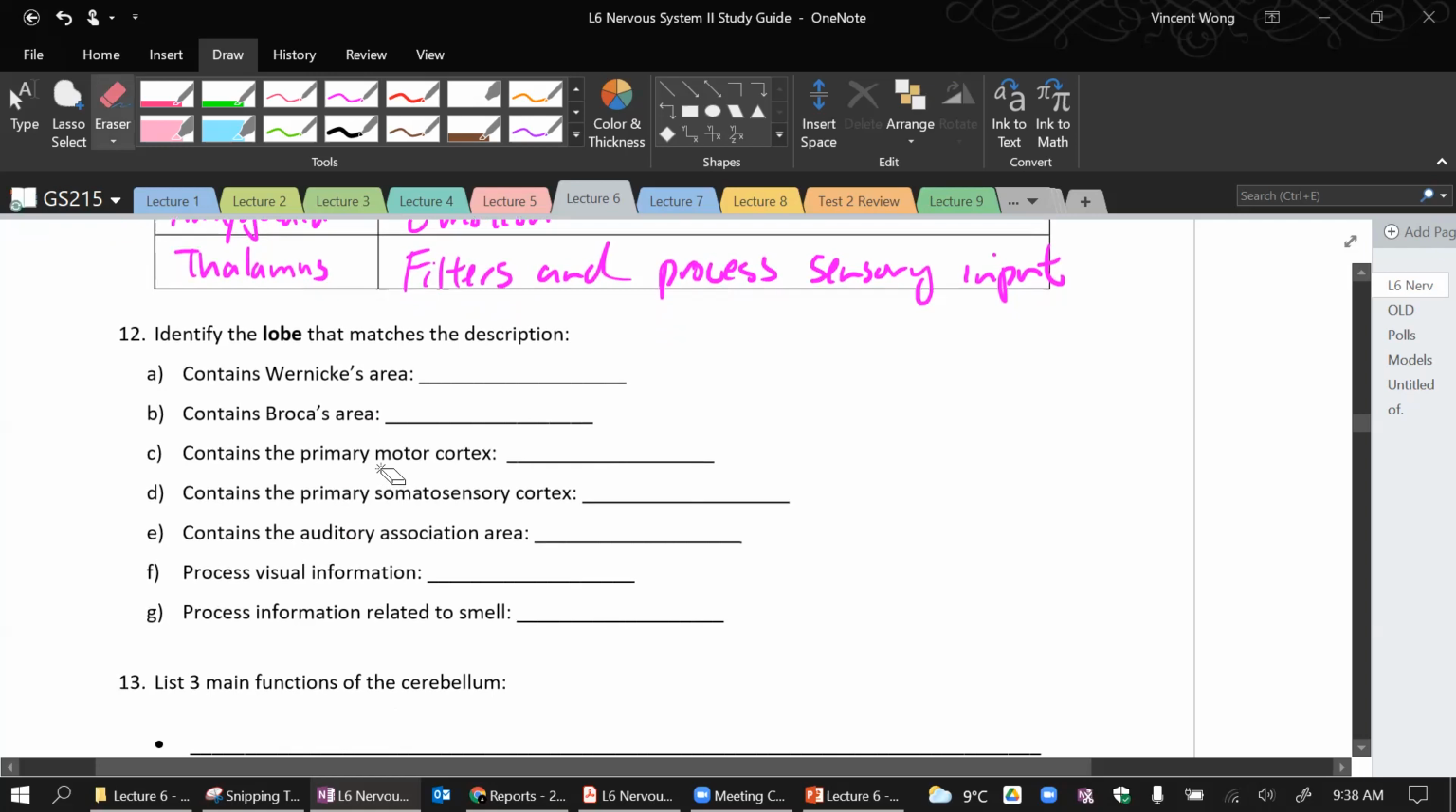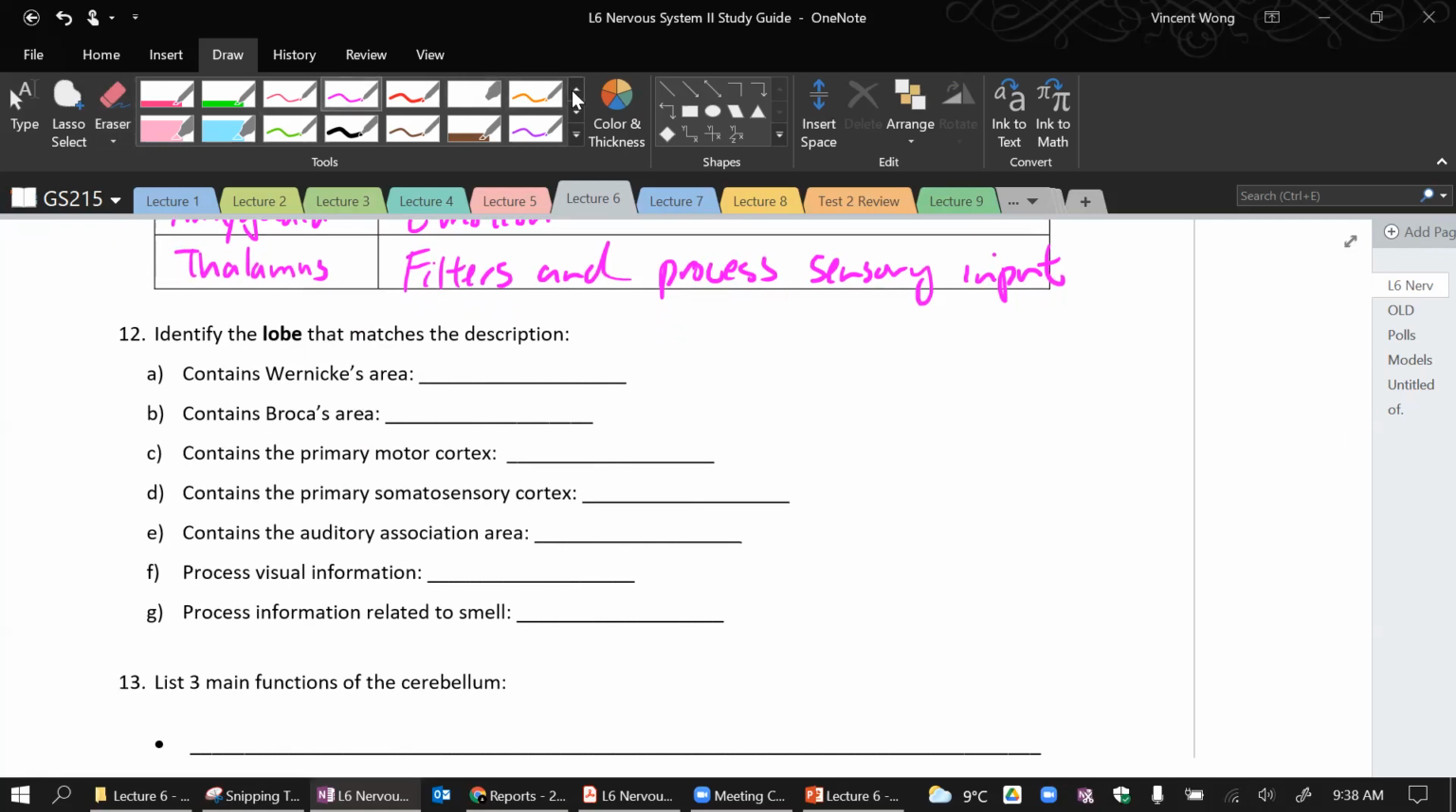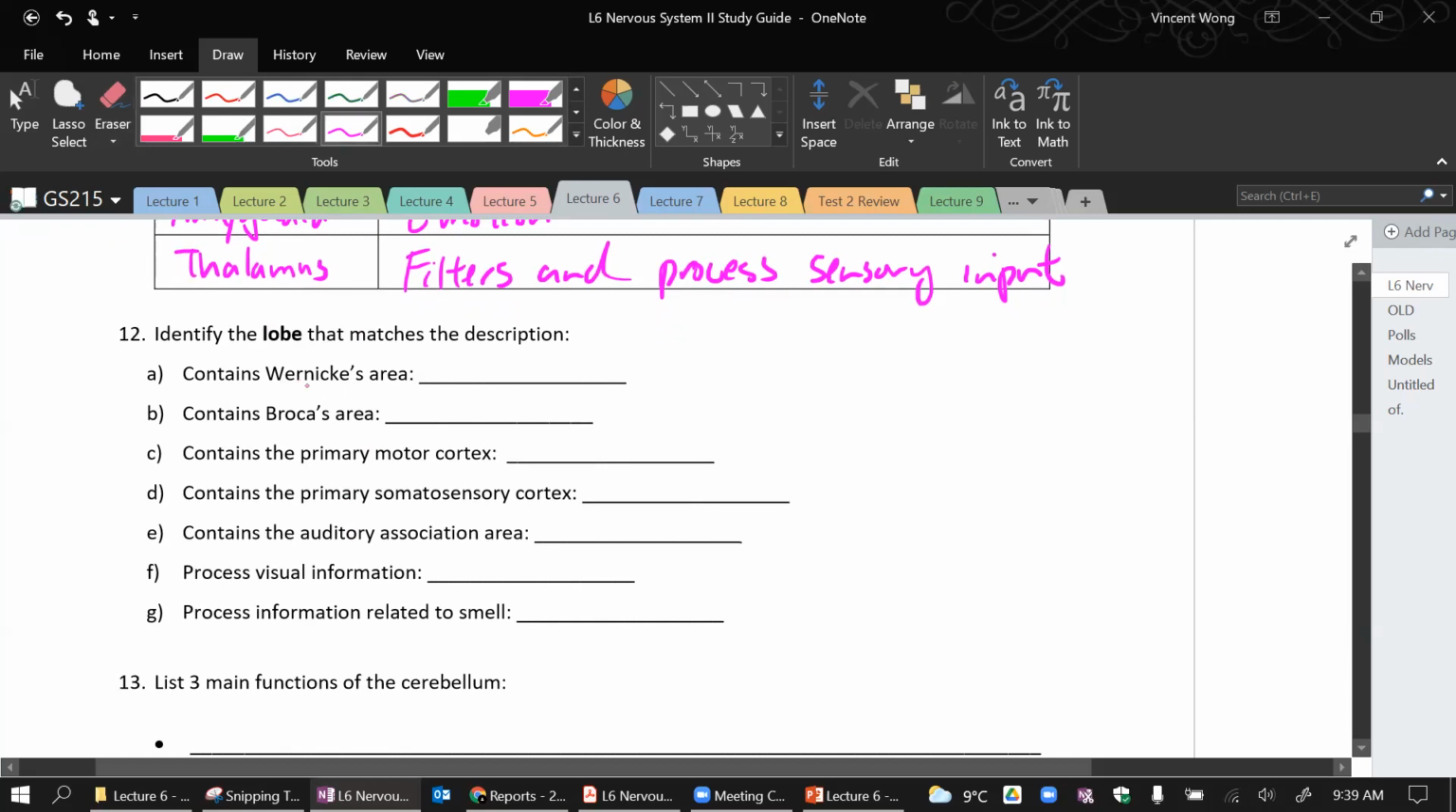Thanks for letting me know, Rochelle. First one contains Wernicke's area. Which lobe contains Wernicke's area? Wernicke's area is the part of the brain that allows you to understand spoken and written communication. If I'm speaking to you right now, and you're understanding the words that I'm saying, that's the Wernicke's area doing its job. If you read a question on the paper, identify the lobe that matches the description, and you're able to read that and understand what it's saying, that's the Wernicke's area.